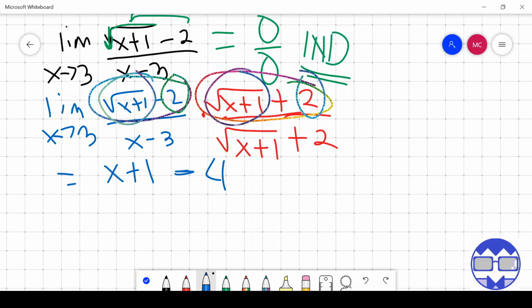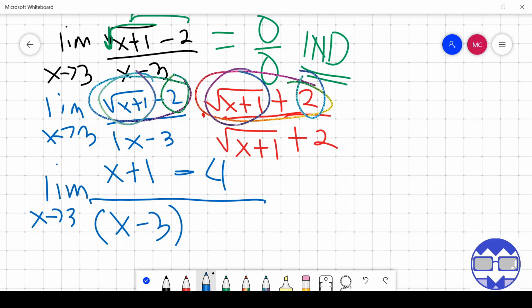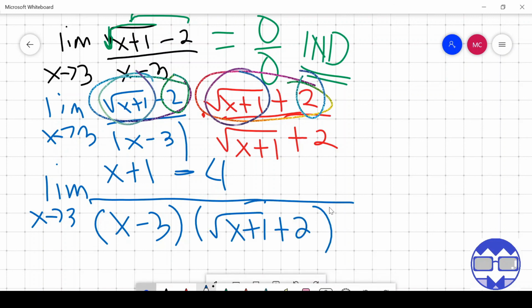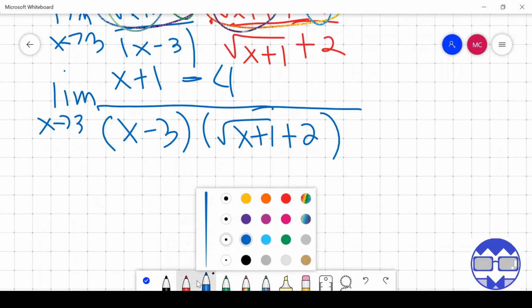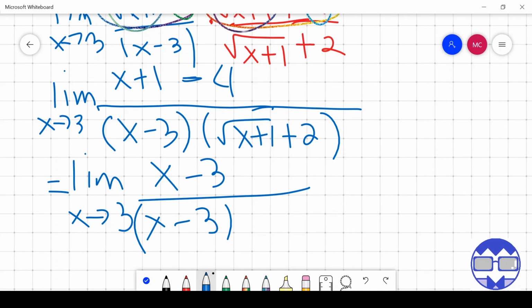Then for our denominator, as is, do not simplify, do not add, just multiply the factor. So we have x minus 3, again one factor, times square root of x plus 1 plus 2. Let's simplify further. We have the limit as x approaches 3, x plus 1 minus 4 is x minus 3, all over x minus 3 times square root of x plus 1 plus 2. Observe that we have x minus 3 in the numerator and denominator. Hence, this is canceled, and this is 1.